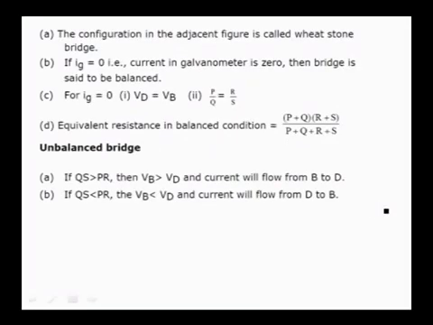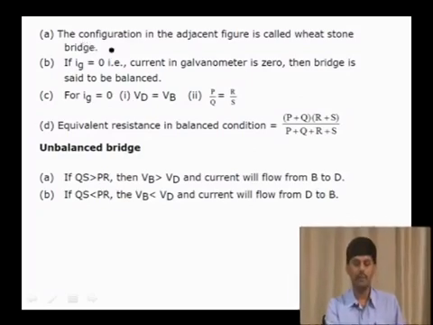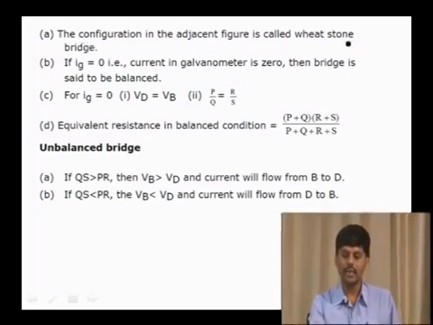Next, what I have discussed, the configuration of the adjacent figure is called a Wheatstone bridge. If Ig is equal to 0, that is the galvanometer current is 0, then the bridge is said to be balanced. For Ig equal to 0, Vd and Vb are equal, the potential at D and the potential at B are equal.